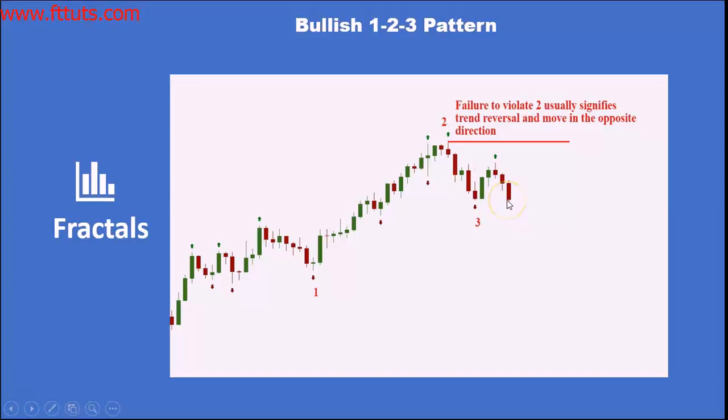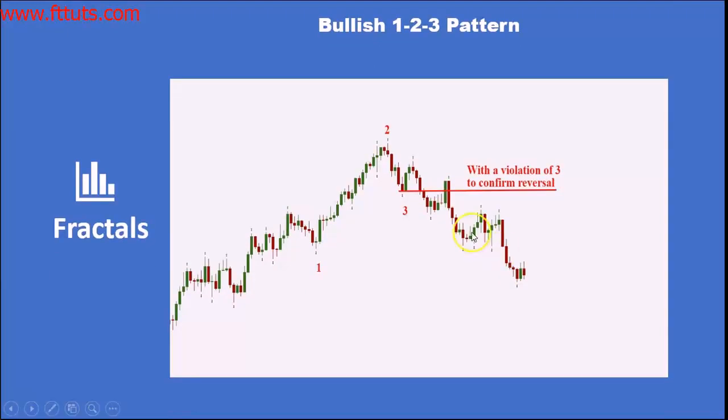All right, therefore we had another fractal develop, so we started counting 1, 2, 3, and then break. All right, as you could see. So now it's 1, 2, 3. We broke 3, so now that confirms that there's a trend change direction.